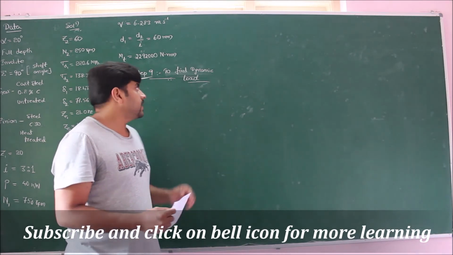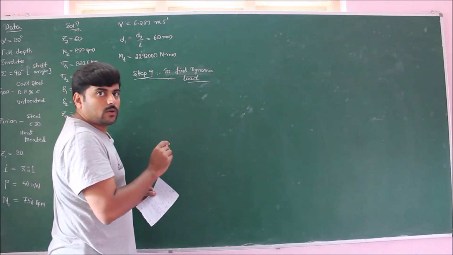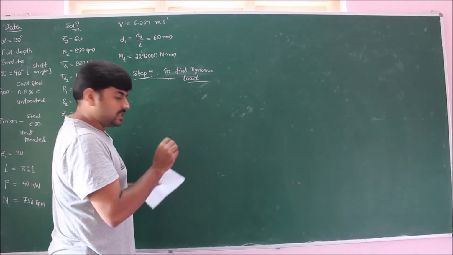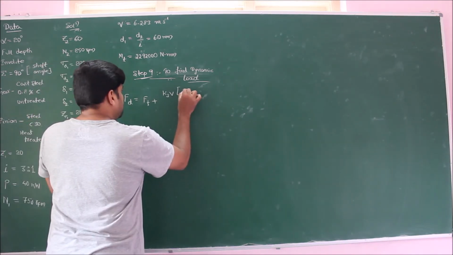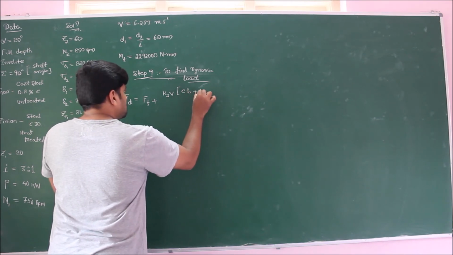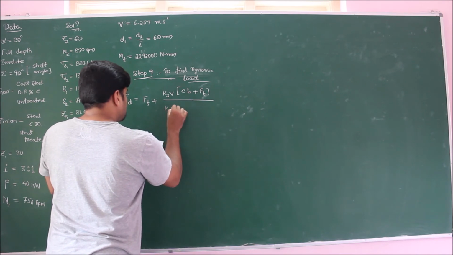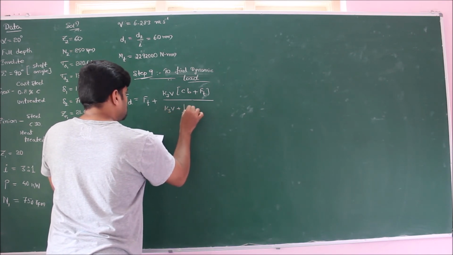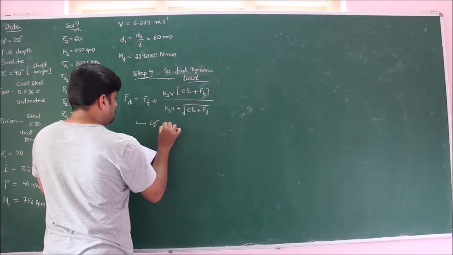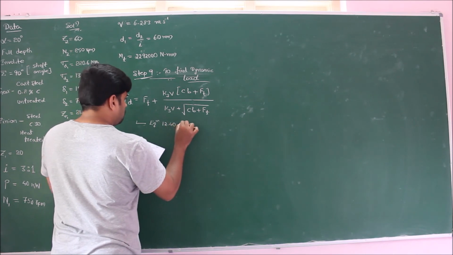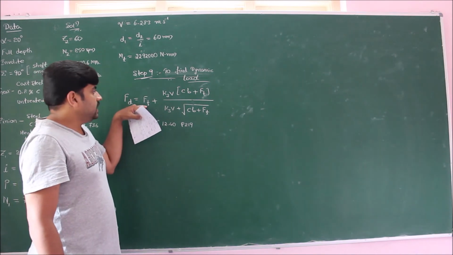Next, moving on to step 9 to find the dynamic load. From equation 12.40, page number 219, we have the equation for dynamic load given by Fd is equal to K3V times the quantity CB plus Ft, divided by K3V plus the root of CB plus Ft, which is given by equation 12.40, page number 219, where Ft is tangential load.